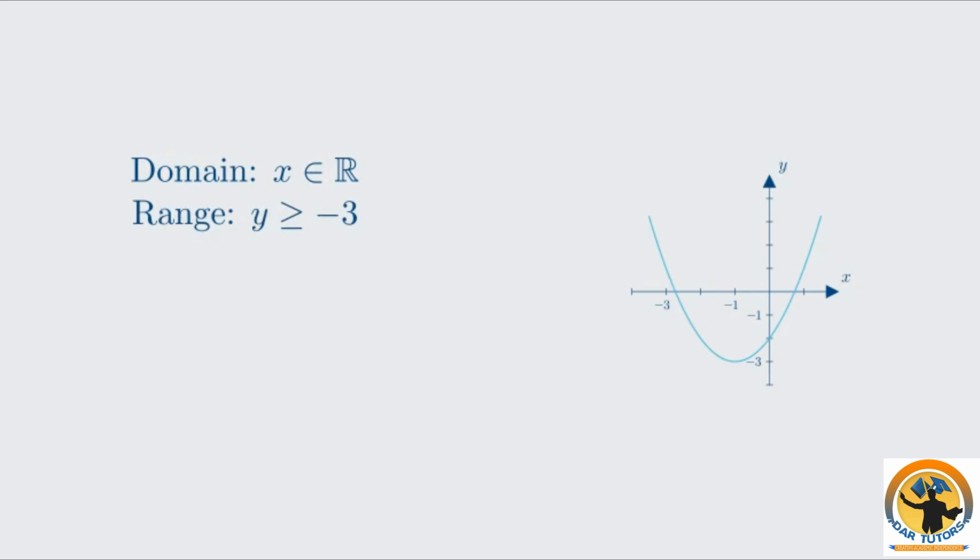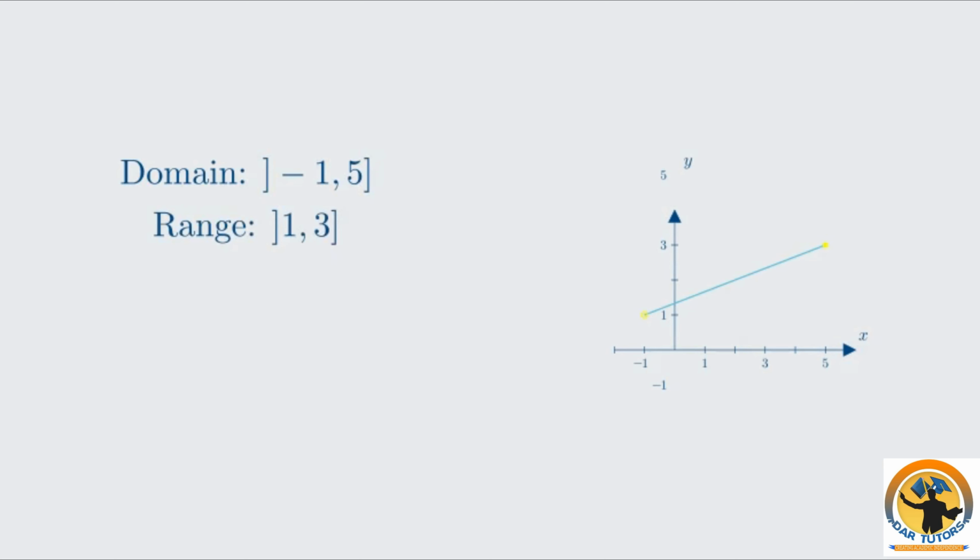Let's find the domain and range of some functions by looking at their graphs. Consider this graph. The arrows indicate it extends infinitely to the left and right, so the domain is all real numbers. The lowest point on the graph is at y equals negative 3, and it extends infinitely upwards. So the range is all real numbers greater than or equal to negative 3.